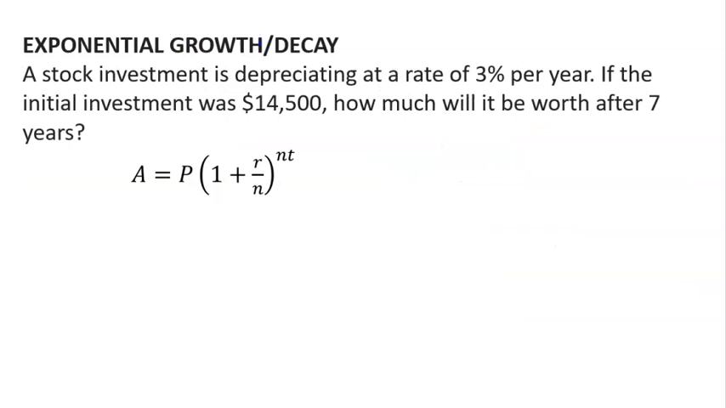All right, let's try another one. So this one says exponential growth and decay. A stock investment is depreciating, so that means it's going to be decreasing. Depreciating is going to be decay at a rate of 3% per year. So anytime I see that percent, I'm automatically going to think, is this exponential growth or decay? Just by looking at the scenario. And it says a rate of 3% per year. If the initial investment was 14,500, how much will it be worth after 7 years?